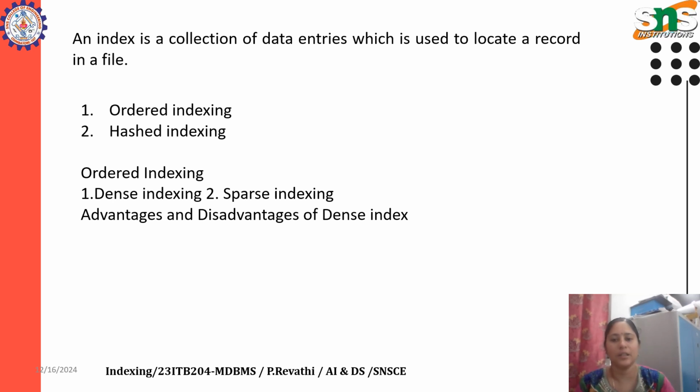Dense indexing. In dense indexing, there is a record in the index table for each unique value of the search key attribute of a file and a pointer to the first data record with that value. The other records with the same value of search key attribute are stored sequentially.